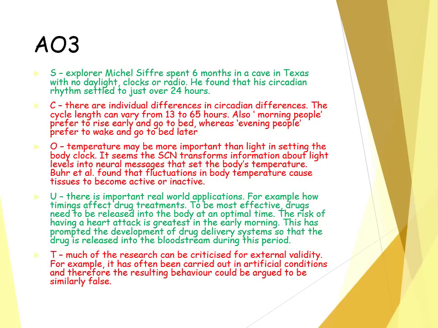Others suggest that temperature is more important than light in helping set and regulate our body clock. So it seems that the suprachiasmatic nucleus transforms information about light levels into neural messages that set the body temperature. But researchers found that fluctuations in body temperature cause tissues to become more active or inactive. So actually temperature is more important than light as an external cue.